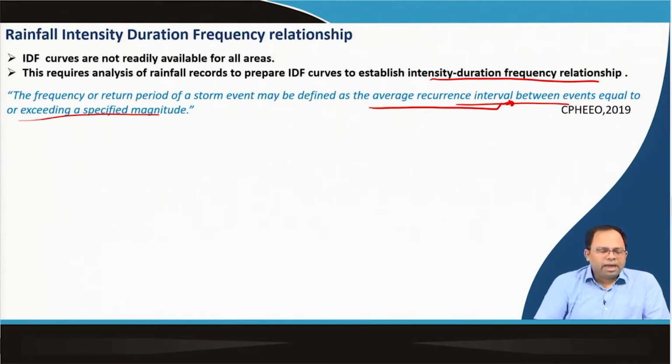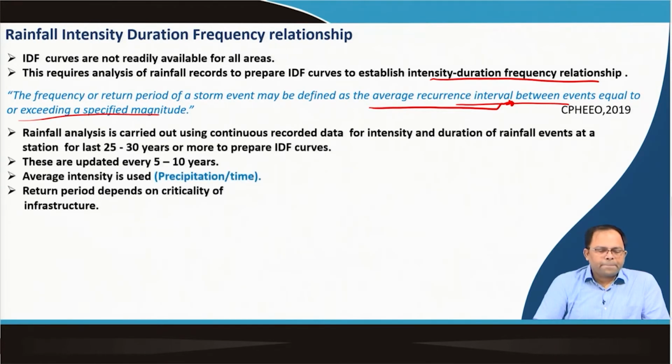So, that means whenever we have to generate the IDF curves and we do not have the actual curve, we have an idea about what kind of frequency we are looking for, that means what kind of return periods we are looking for. We have to have an idea about the rainfall data that has been recorded over time for that particular area. So, we have to do the analysis based on that.